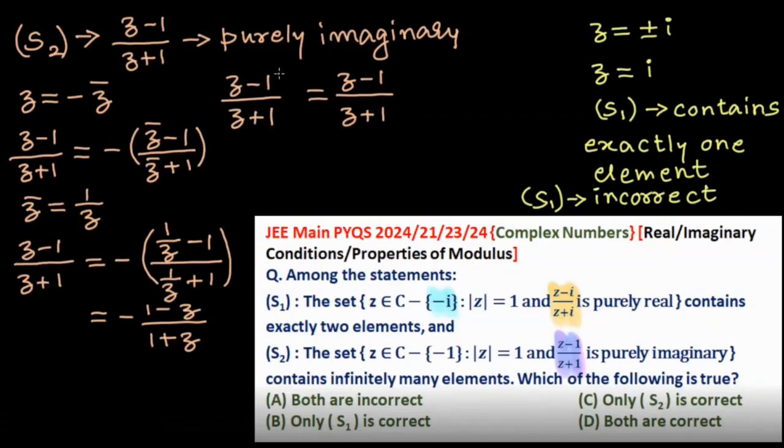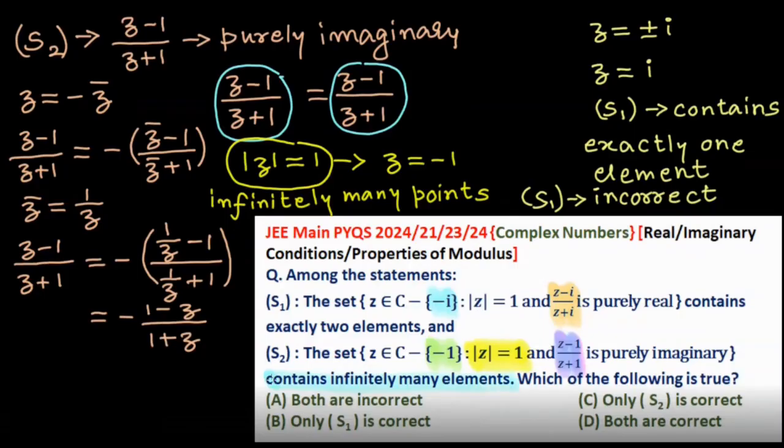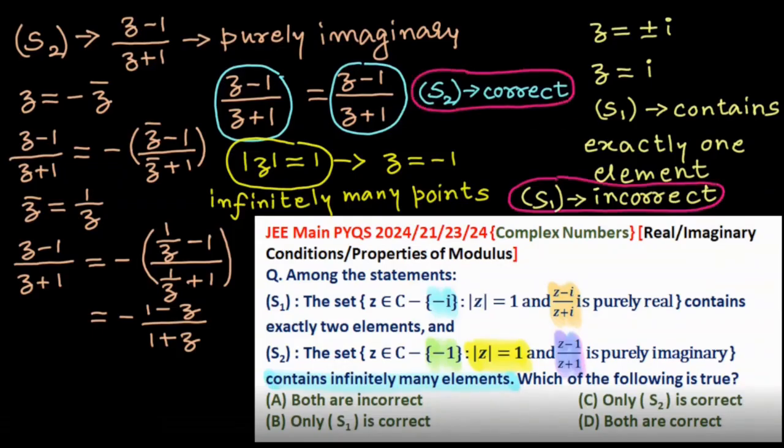Now here, since the left hand side exactly equals the right hand side, the condition holds true for all values of z on the unit circle mod z equals 1, except the excluded point, this z equals minus 1. Now since this circle has infinitely many points, set S2 contains infinitely many elements. Therefore, statement S2 is correct. Now since S1 is incorrect and S2 is correct, that makes option C, only S2 is correct, the correct answer option. This one here.